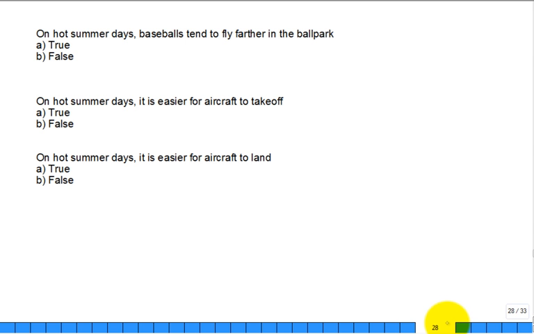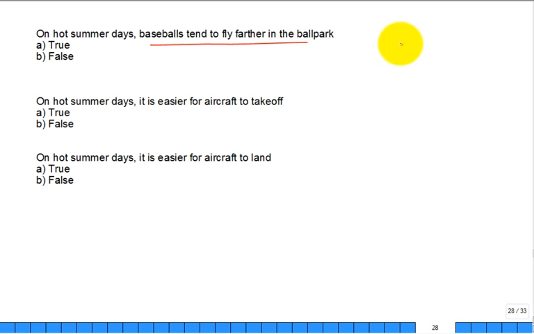On a hot summer day, baseballs tend to fly farther when hit by the batter coming off the end of the bat in the ballpark. True or false? Yeah, and then when it's cold, at the end of the season when they're playing the World Series on a very cold night, there's not as many home runs.